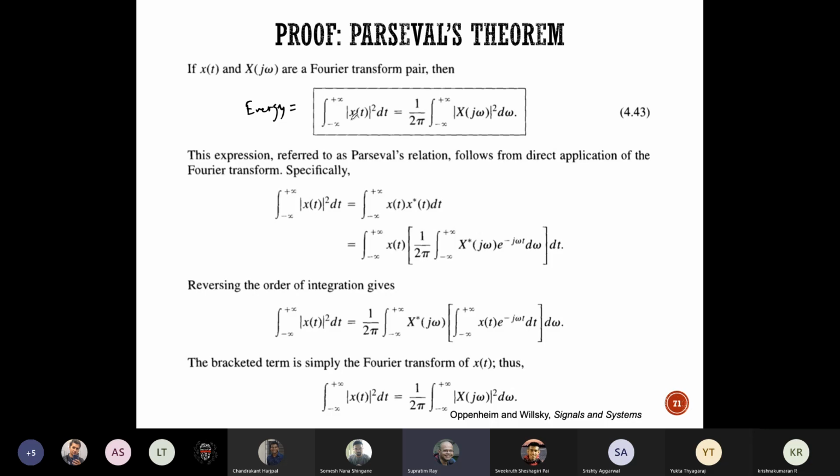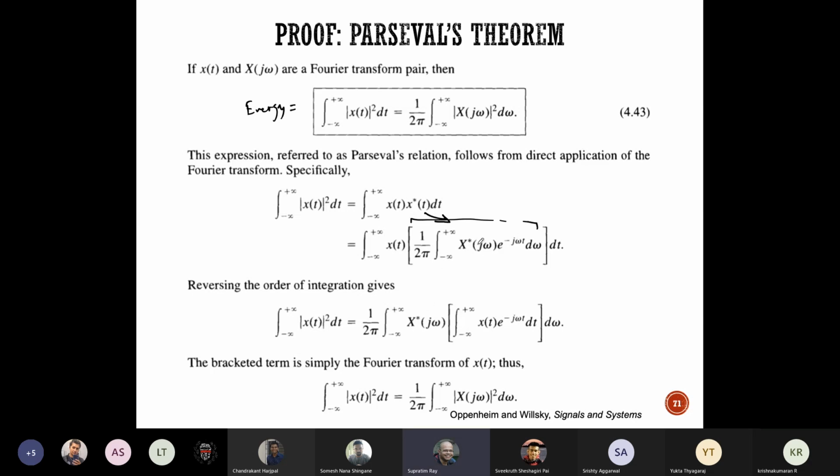Now, if I look at the left-hand side, it's just x(t) multiplied with its conjugate here. And then I'm just going to put x star(t) as this. This is directly coming from the Fourier synthesis equation, where x star(t) is given by just this. I just integrated X(j omega) with this to get this. So this little thing here is this.